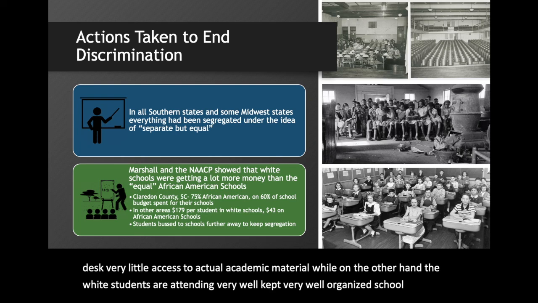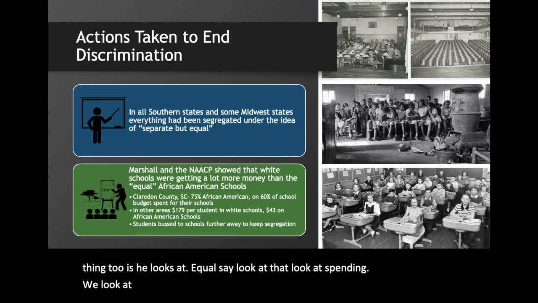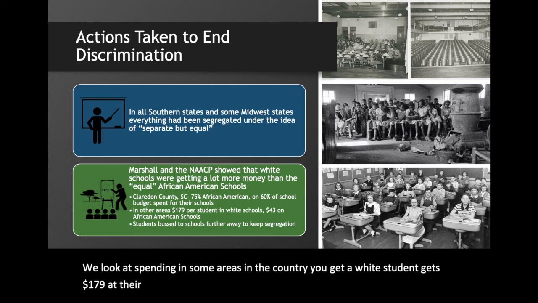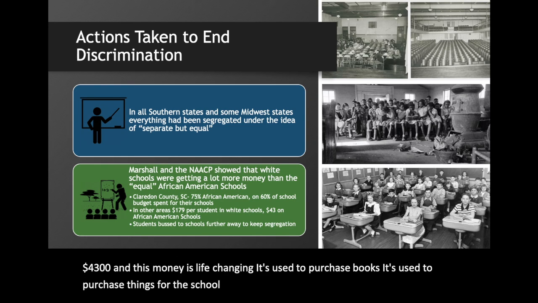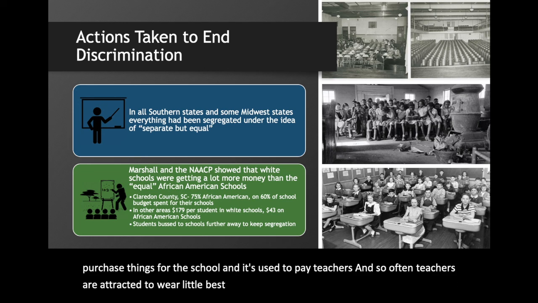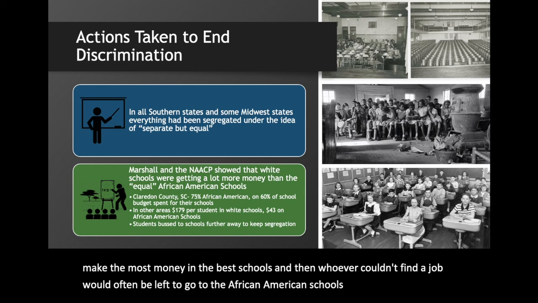Another thing he looks at is spending. When we look at spending in some areas in the country, a white student gets $179 at their school per student, while the African American school is only getting $43. And this money is life-changing. It's used to purchase books, it's used to purchase things for the school, and it's used to pay teachers. And so often teachers are attracted to where the best salaries are. So you usually have the best teachers that make the most money in the best schools. And then whoever couldn't find a job would often be left to go to the African American schools, where they would not be as well taught.